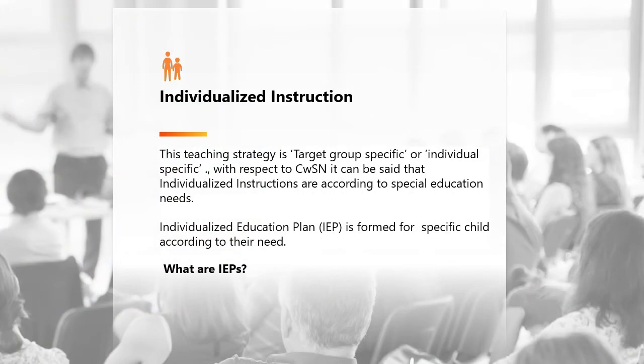Now let's see the second instructional strategy, and that is individualized instruction. This teaching strategy is target group specific or individual specific. With respect to children with special needs, it can be said that individualized instructions are according to special education needs. Individualized Education Plan, or IEP, is formed for a specific child, according to their need. Here, we are introduced to a new term, IEP. So, what is IEP?